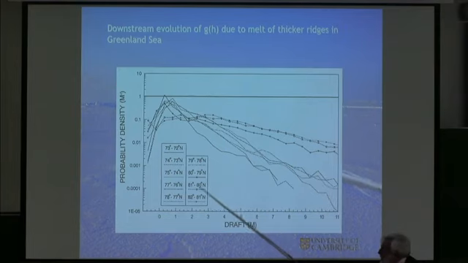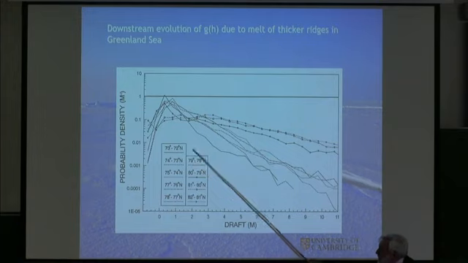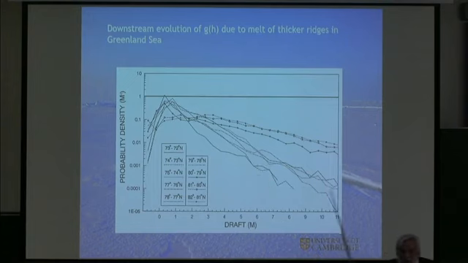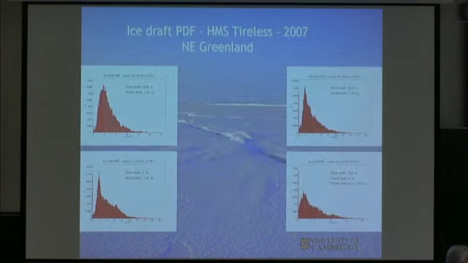This is going down the east coast of Greenland from 82 to 72, and there's an increasing slope. In other words, the ice is melting as it goes down the east coast of Greenland, and there are fewer and fewer deep pressure ridges, but the distribution of the ice is still a negative exponential. And when we look at these from wherever we go in the Arctic, we find this negative exponential form.